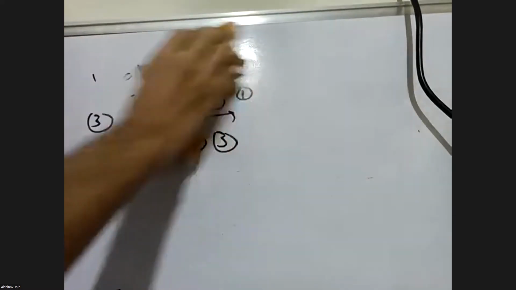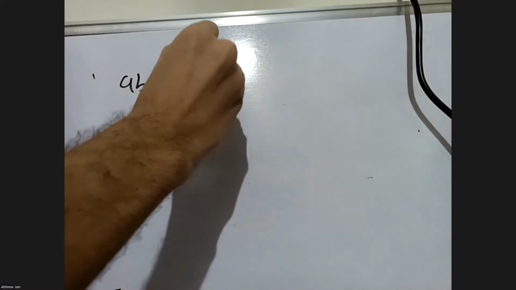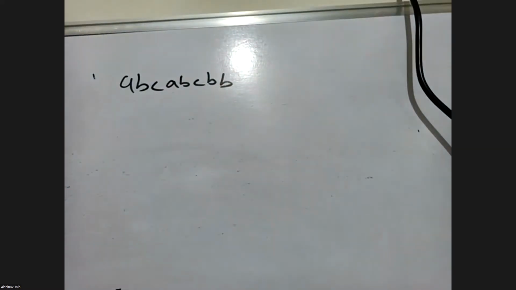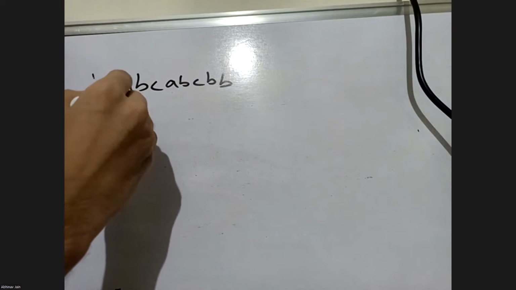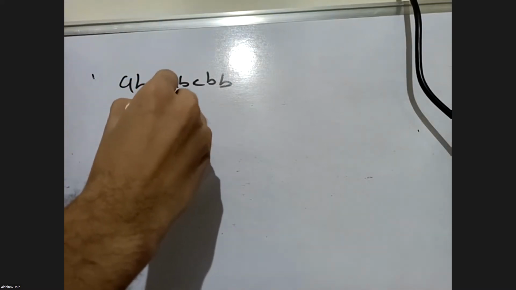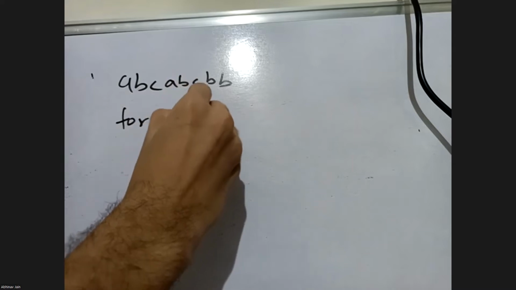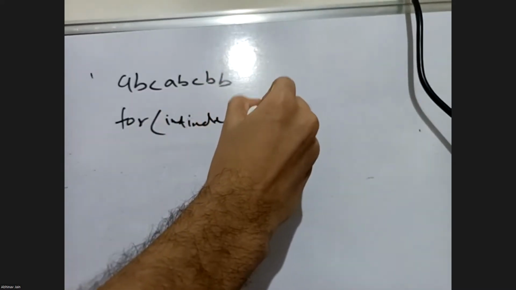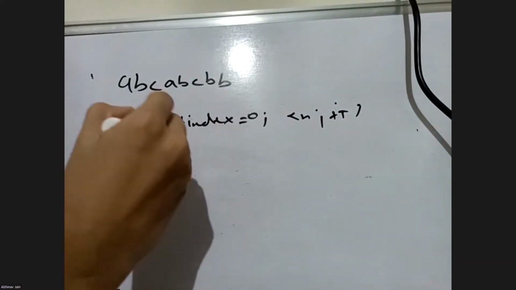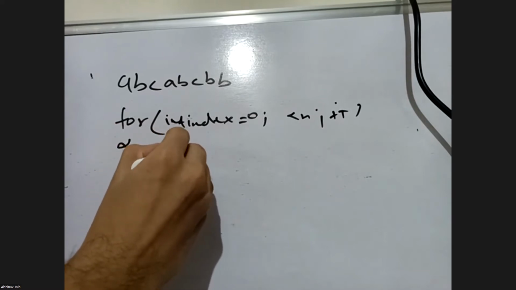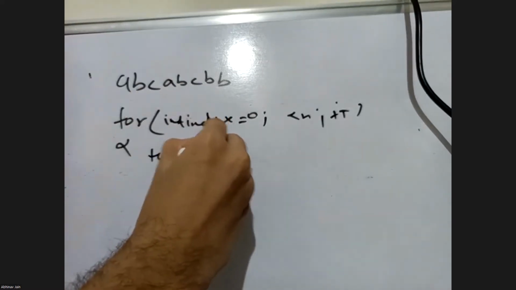So let's see what we do. ABCABC. The first thought which comes to the mind, which is the most natural approach for this, is what we discussed in our previous problem for arrays. So what we think is we can have two for loops. Let's say integer index equals 0, index less than n, index plus plus, and then we can have a temporary variable, say n, which could be equal to s of index.